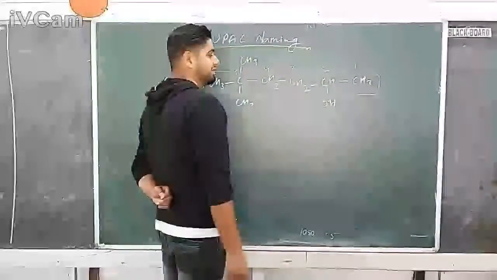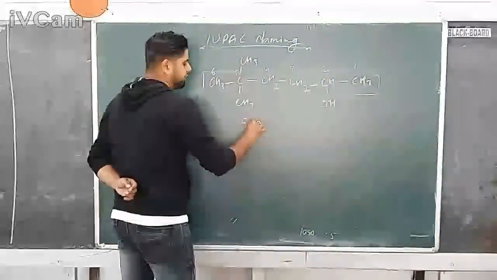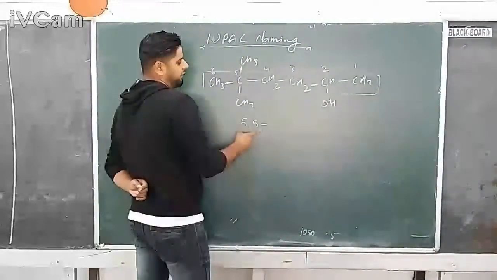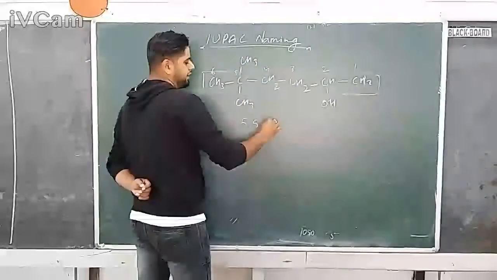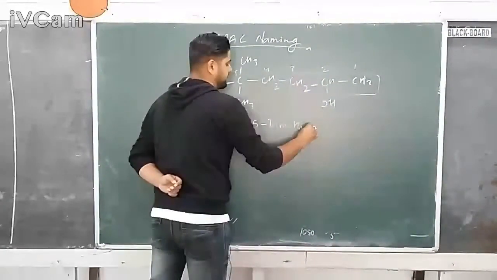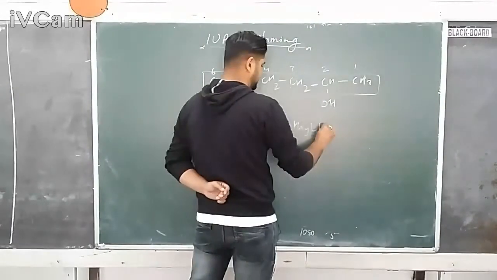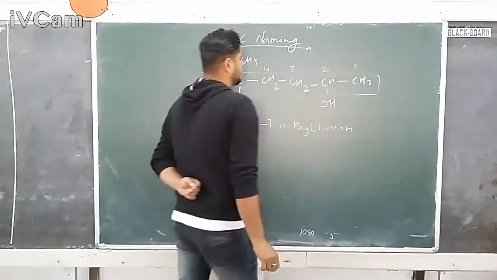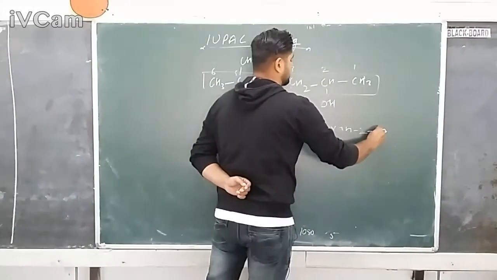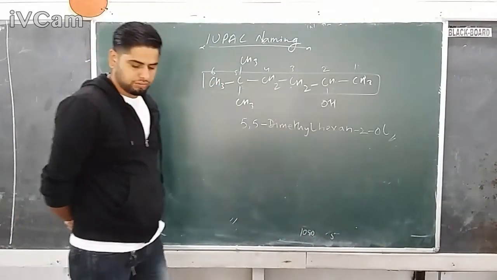So you need to write them as the prefix. 5, 5, so between the numbers there is a comma. So number and alphabet, hyphen, 5, 5. How many groups are there? 2. That is di. Which group is present? Methyl group is present. What is the root name for this? 6. Hexane. At which position is the alcohol group there? At the second position. 5,5-dimethylhexan-2-ol.